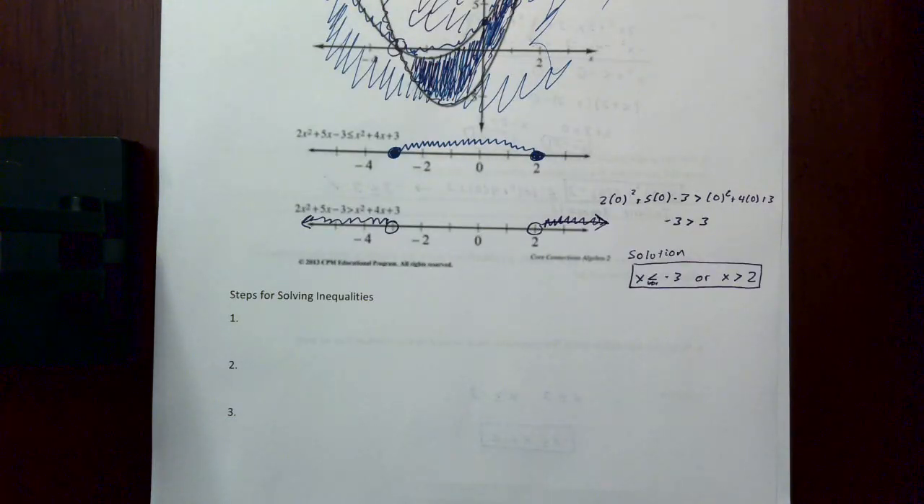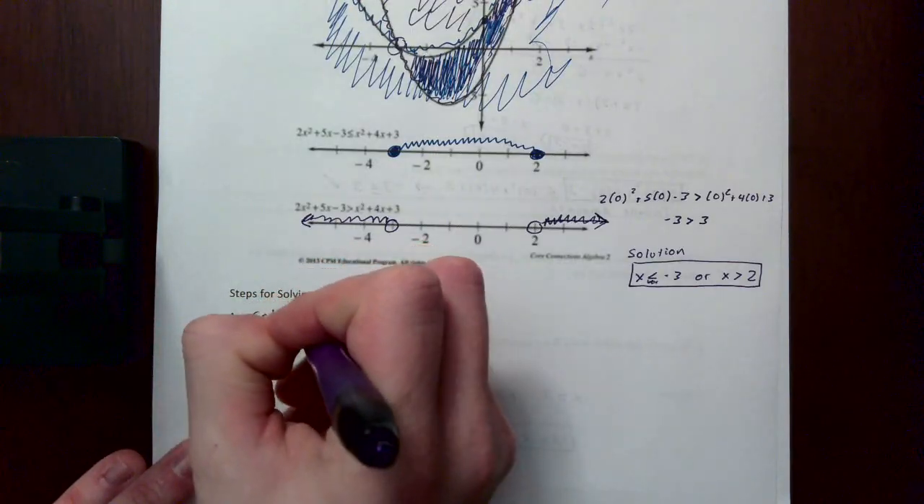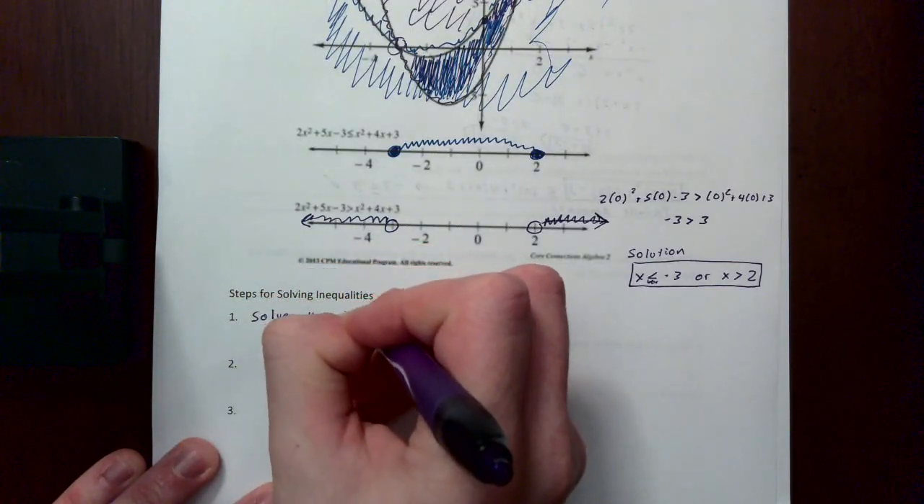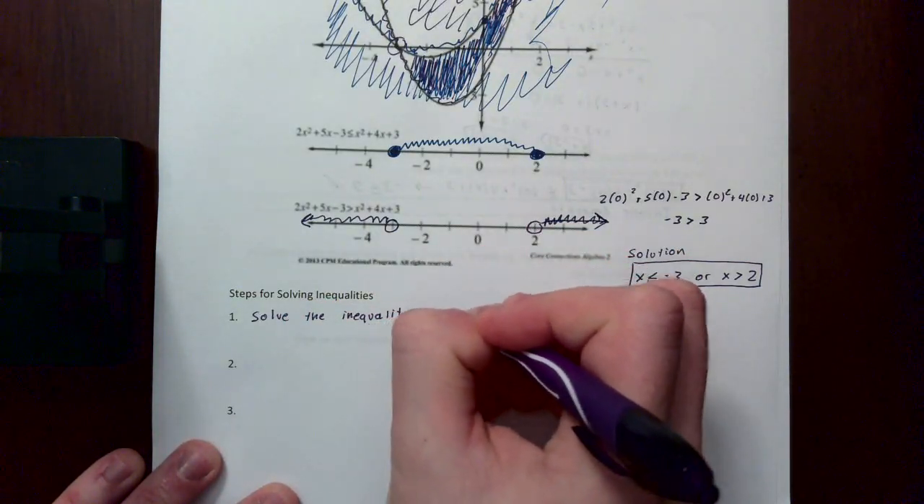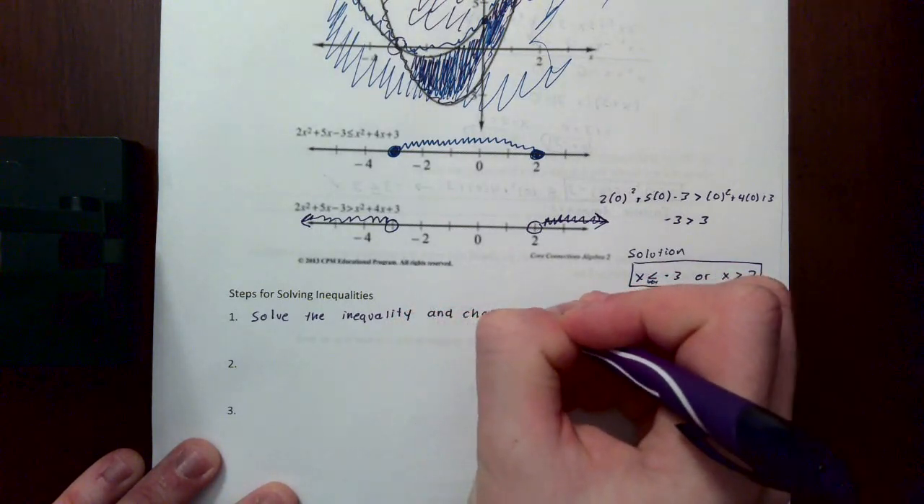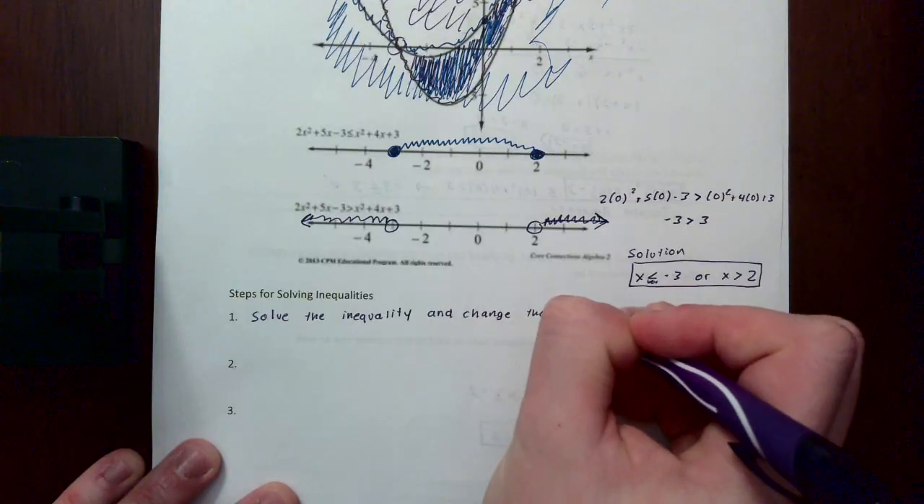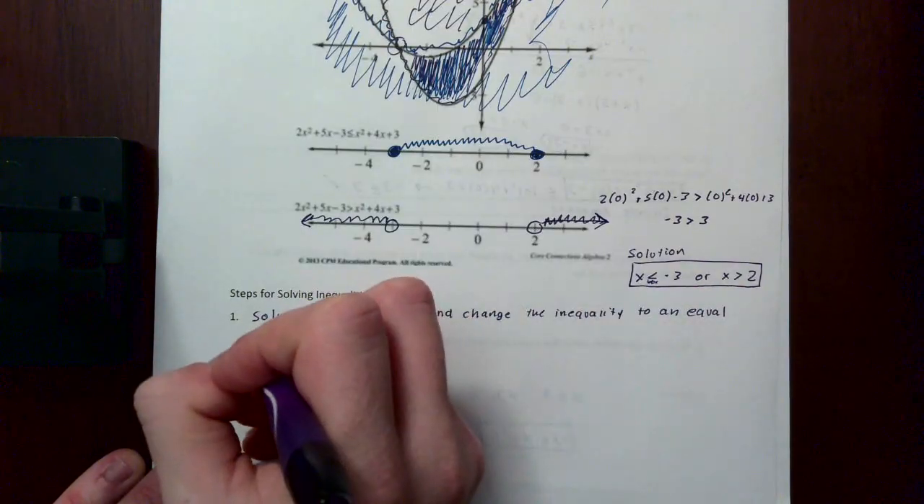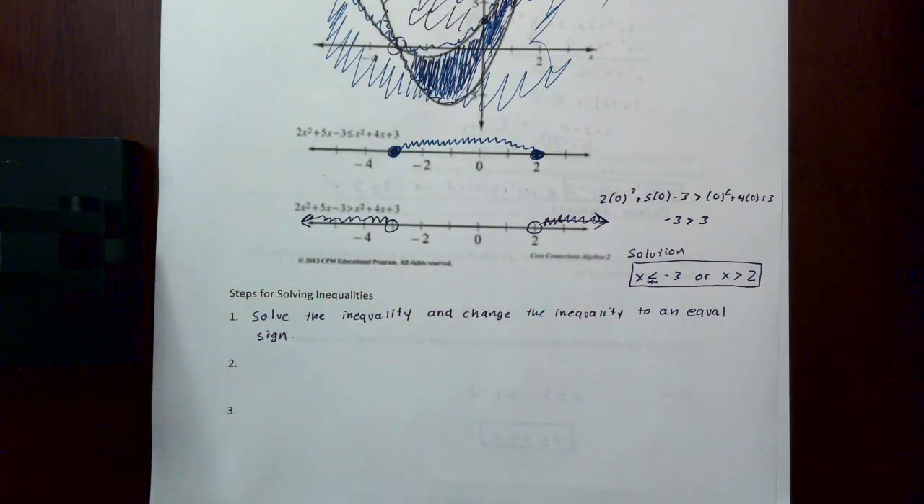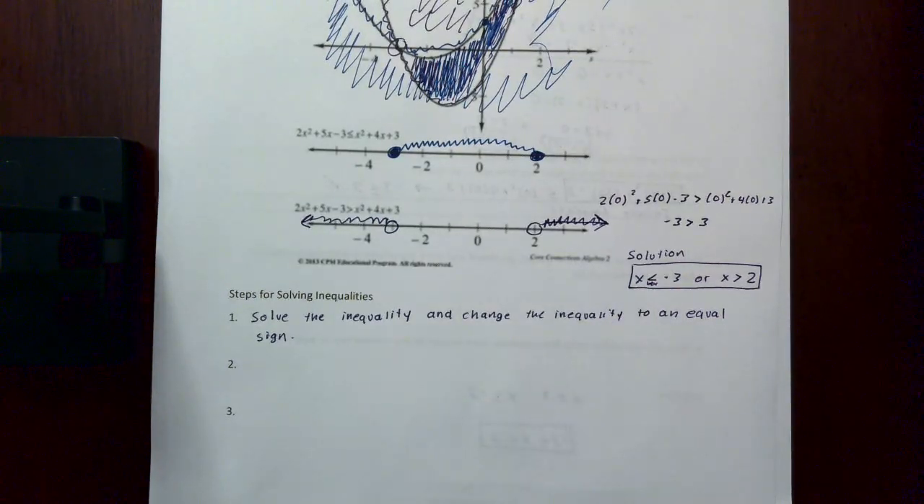So the first thing, step 1, is to actually solve the inequality. And you can change the inequality to an equal sign. The reason why I always tell students to change it to an equal sign is because we're very familiar with solving equations. It's easier to solve, simply because sometimes the inequality will actually flip when we solve. You may remember that when you divide by a negative, the inequality actually does flip.